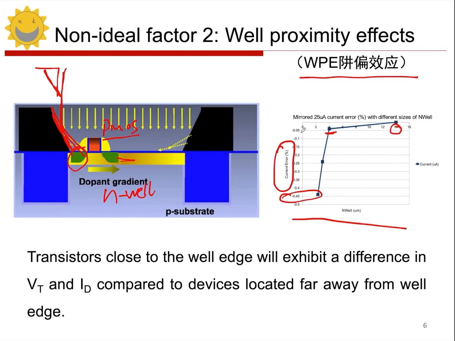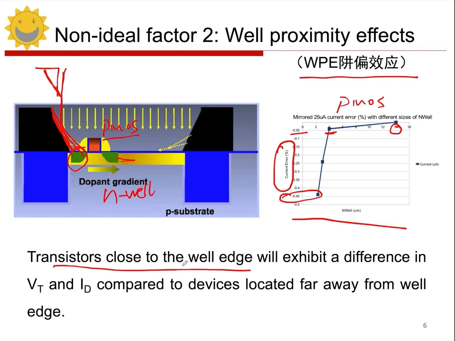At 4 micrometers, the deviation has already reached 0.05%. This is actually very small already. So this diagram illustrates that for our PMOS transistors, the further they are from the edge of the N well, the smaller the degree of deviation will be. So this is the geometric effect.